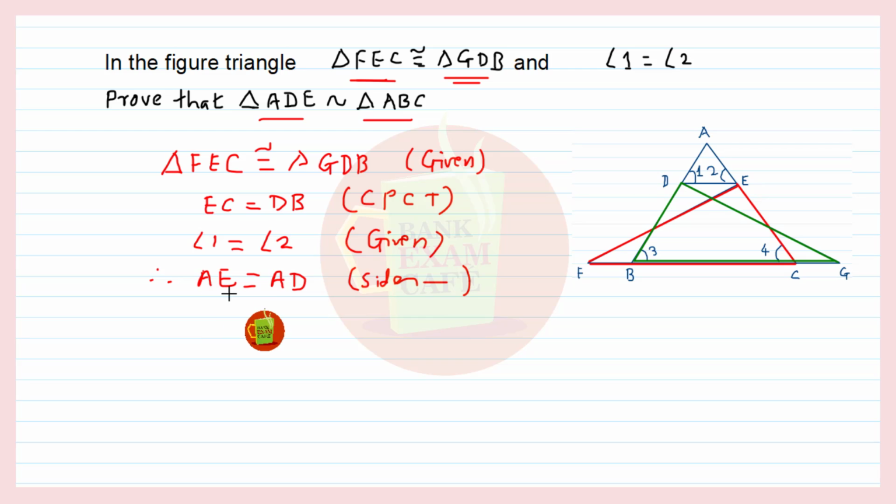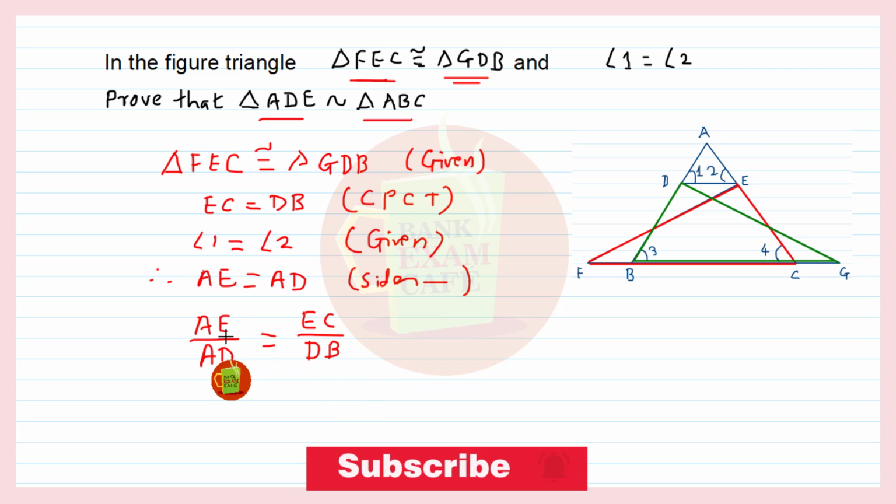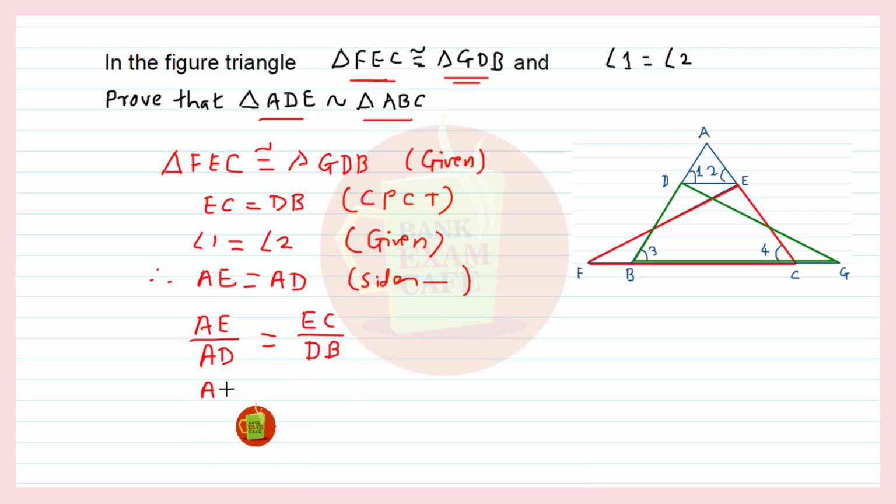Now here we will take the ratio AE upon AD. Since AE is equal to AD, its ratio will be 1, and therefore we can say that AE upon AD is equal to 1, and EC upon DB, both being equal, its ratio will also be 1. So this ratio is 1 and this ratio is 1, therefore these two ratios should be equal. Now we will take EC to this side and AD to the other side, so we get AE upon EC, which is equal to AD upon DB.